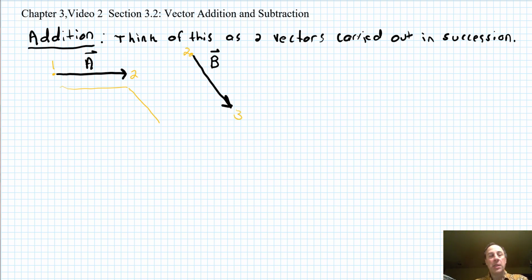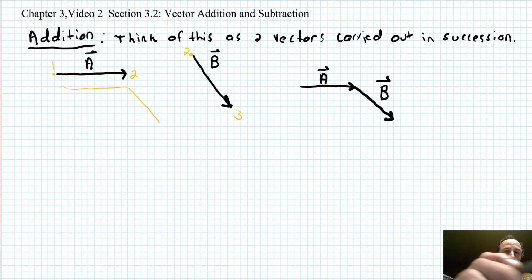All right, so we actually connect these, so that B is actually starting from the endpoint of A. So let me rewrite A. Here's A right here. All right, and then B starts where A ends. Here's B. Okay, so you're going from 1 to 2 and 2 to 3.